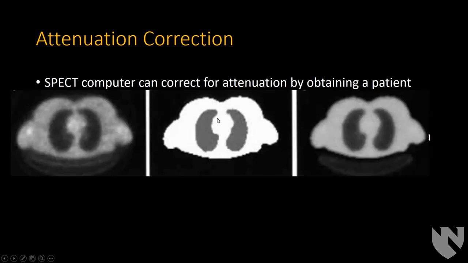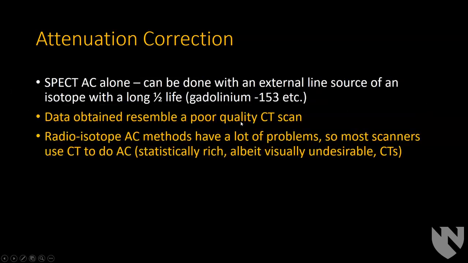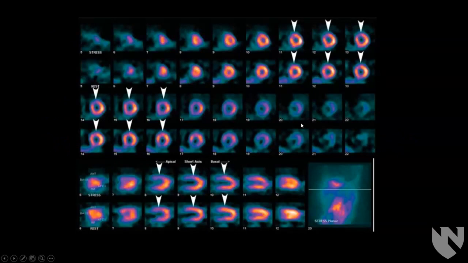They're like a CT scan, but very, very bad. So you can do attenuation correction by rotating something radioactive around the patient. So, for example, gadolinium-153, you can rotate it around the patient with the gamma camera on the other side, and you can measure what the attenuation is from each angle, and you can correct that way. And it looks like a bad quality CT scan. However, that is very rarely done now, and almost everything uses CT instead for attenuation correction, which we'll talk about here in a little bit.